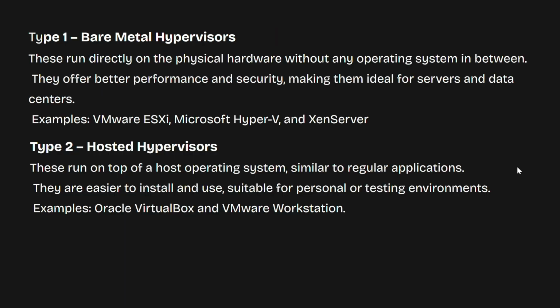Type 1 bare metal hypervisor. These run directly on the physical hardware without any operating system in between. They offer better performance and security, making them ideal for servers and data centers. Example: VMware ESXi, Microsoft Hyper-V, and Xen Server.